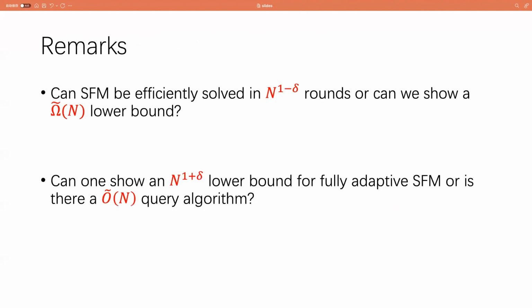On the other hand, for fully adaptive SFM algorithms, the upper bound is n squared and the current best lower bound we have is Ω(n). So the question is, can we show an n^{1+δ} lower bound on the query complexity of SFM, or is there an algorithm that only uses a near linear number of queries?